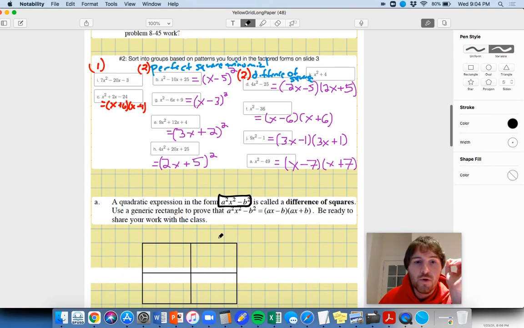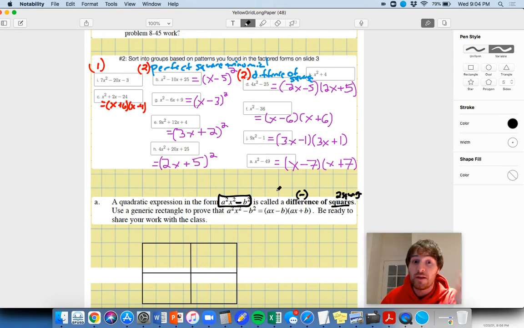Okay, part A says a quadratic expression in the form a squared x squared minus b squared is called a difference of squares. Why is it a difference of squares? Because we're subtracting one square. The coefficients here are all squares, a squared and x squared, minus, and we're subtracting another perfect square from it. Difference means subtract. What we're talking about is two squares. Difference of two squares. There we go.